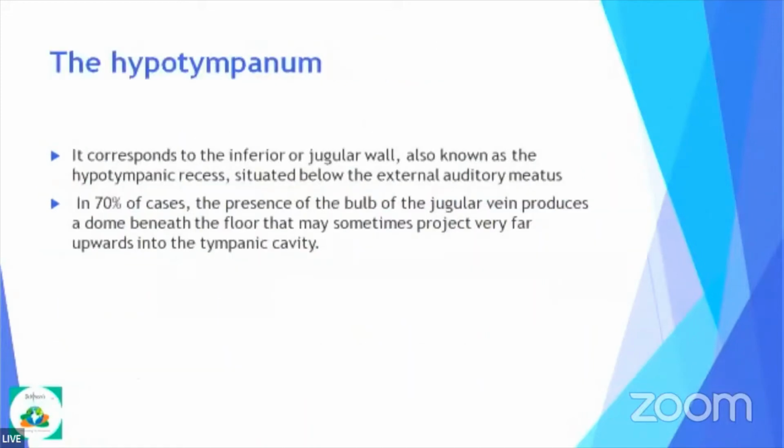Hypotympanum, just a simple few lines. It corresponds to the inferior part of the jugular wall, also known as the hypotympanic recess, which is situated below the level of the external auditory canal. And in 70% of the cases, the presence of the jugular bulb, which may be high, which may be dehiscent, would cause the anatomy of the hypotympanum to vary.